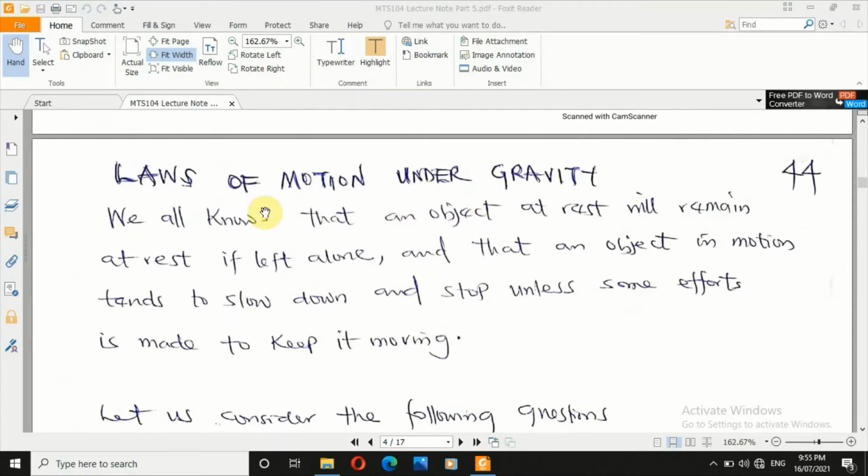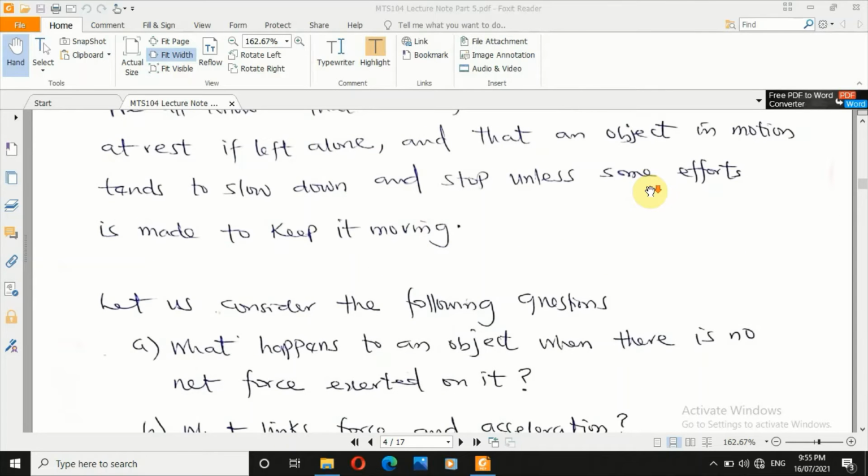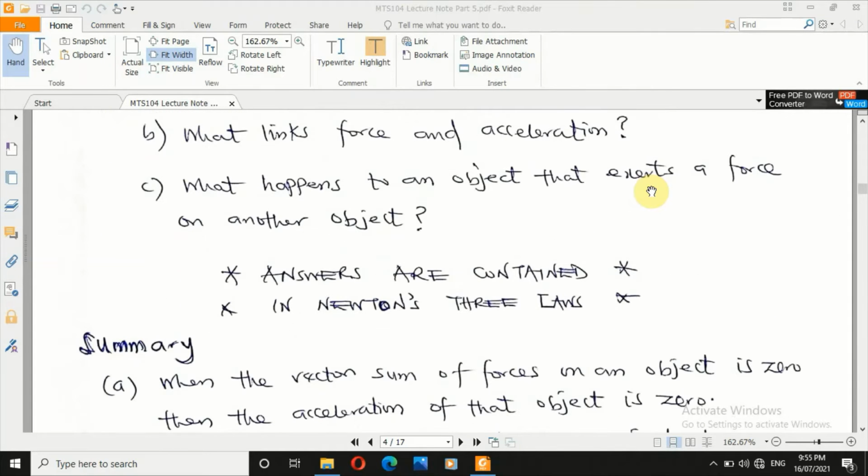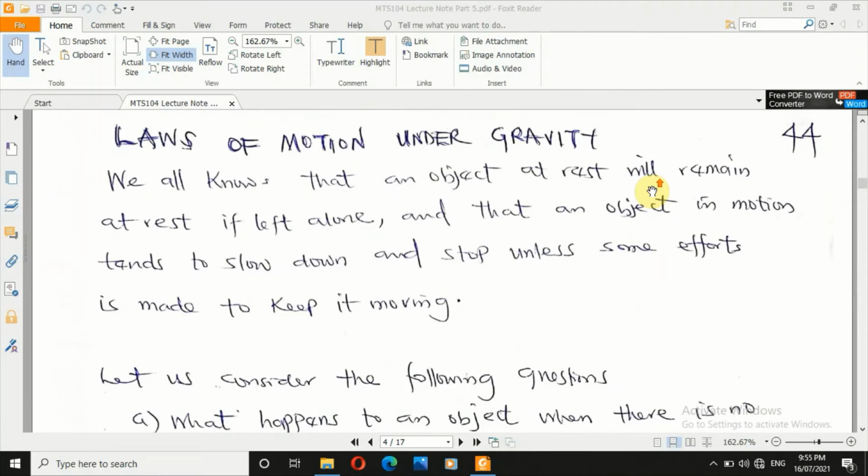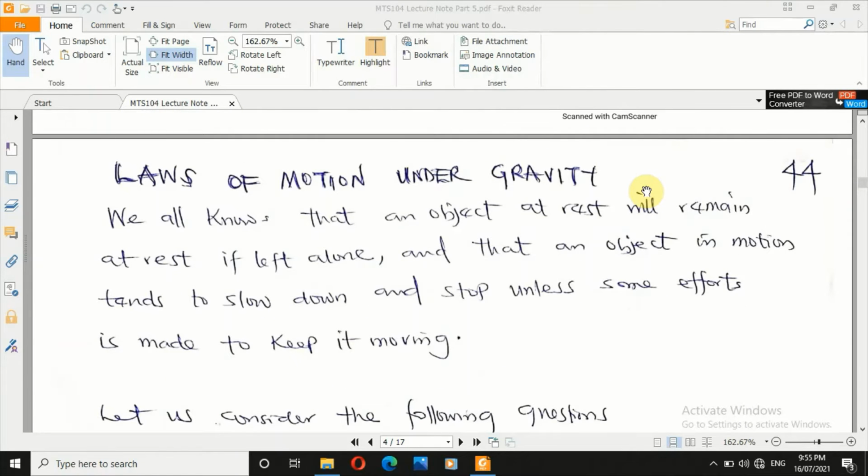Here, we want to talk about the laws of motion under gravity. This is exactly where I explained that I will discuss a lot of things concerning the first law, second law, and third law of motion. So let's take a look at it. It's just a kind of interesting story. We all know that an object at rest will remain at rest if left alone, and that an object in motion tends to slow down and stop unless some effort is made to keep it moving.